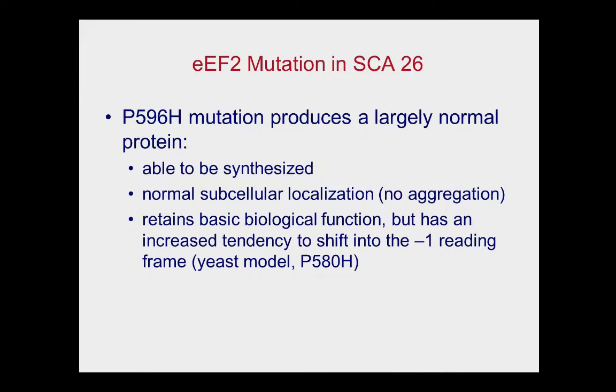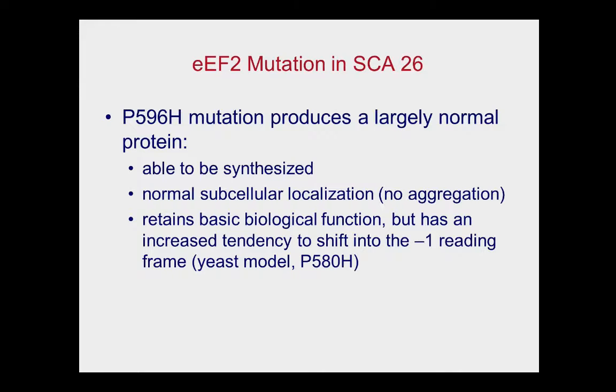What he found was that there was an amino acid substitution at codon 596, so a proline to histidine mutation that looked like a fairly normal protein. It had sort of the normal localization in the cell. There were no aggregates like you see in the SCAs that have trinucleotide repeats.